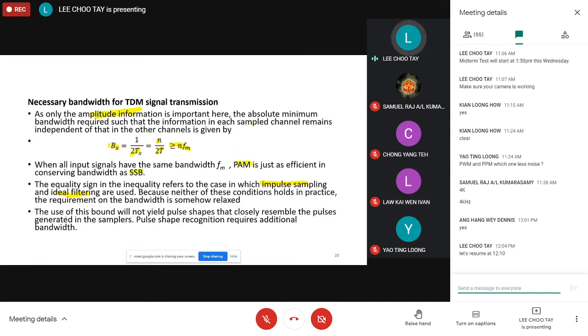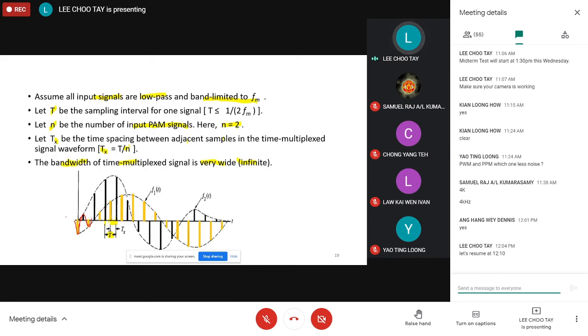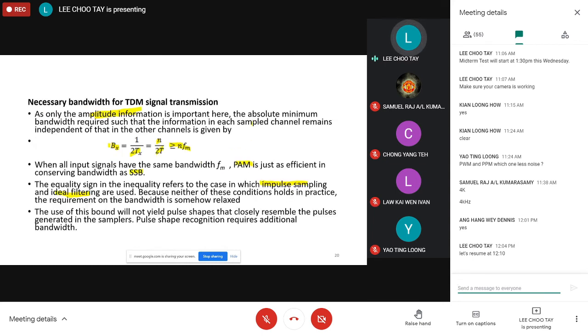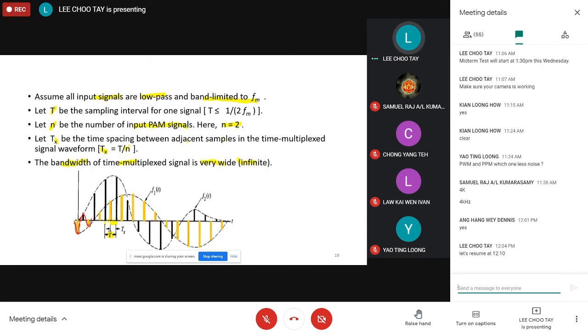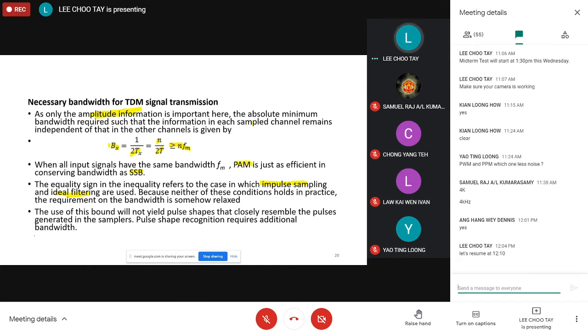In fact, it is not necessary to send a rectangular wave, because for PAM, what you're interested in is the amplitude. You always take the amplitude at the recovery side. You just take the amplitude of every pulse that you receive, then you should be able to recover it. But if you need to recognize the pulse and maintain the rectangular pulse, then you definitely need much wider bandwidth. That was what the last statement is about.